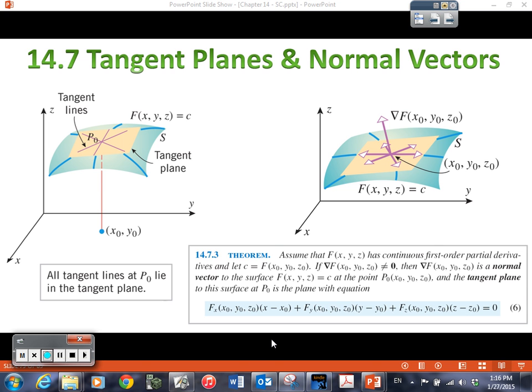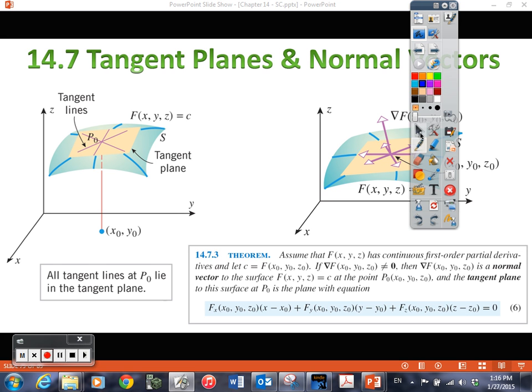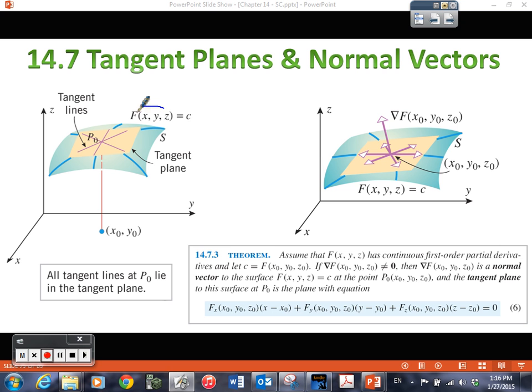Alright, so let's take a look at this first diagram. It makes common sense that our tangent lines to a particular point, P naught, would all exist on a tangent plane. That's what this diagram is showing. On a level curve, when we set the function equal to some constant, our tangent lines are going to be located on the tangent plane.